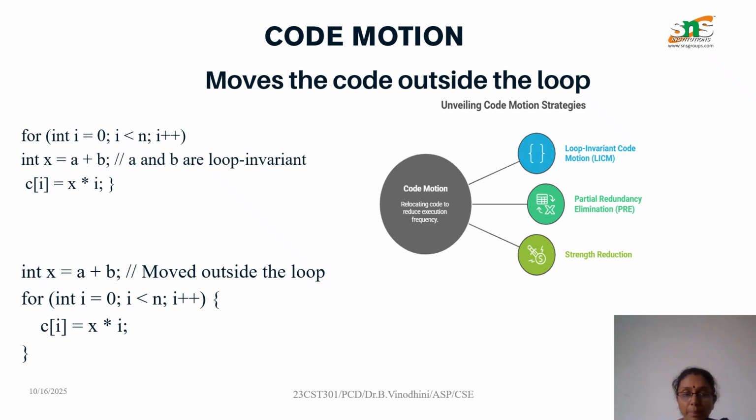There is no need to calculate the statement x = a + b every time. So that loop invariant code is identified. Here a and b are loop invariant, so that statement is moved outside the loop. In the optimized code, x = a + b is outside the loop, and the loop contains only c[i] = x * a[i]. So in code motion, the loop invariant is identified and moved outside the loop, and the performance is improved.